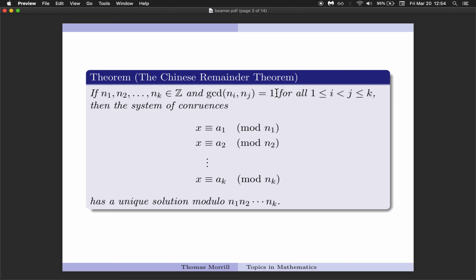In this situation, a system of k different congruences, the first modulo n1, the second modulo n2, and so on, this system will always have a unique solution x, and the solution will be in the integers modulo the product of all of these moduli. So the solution will come mod n1 times n2 times n3 and so on.